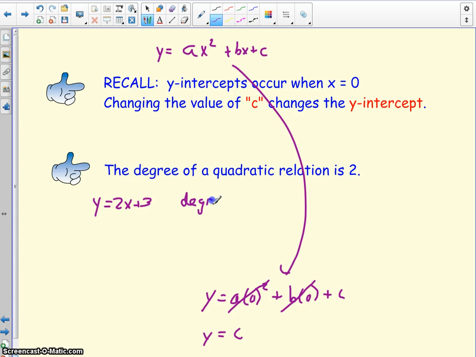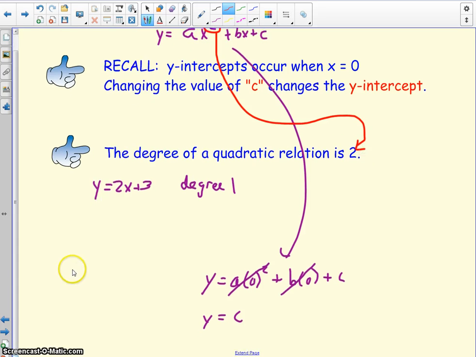Okay, if we look at any quadratic equation that we have, okay, y equals ax squared plus bx plus c, the highest power of x in the equation is 2. So any quadratic we see will have a degree of 2.